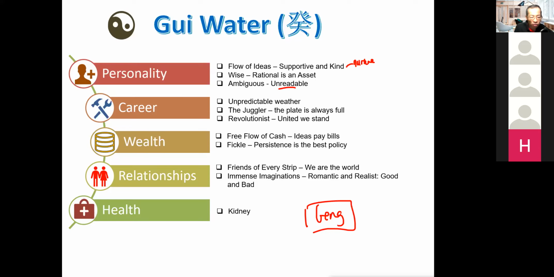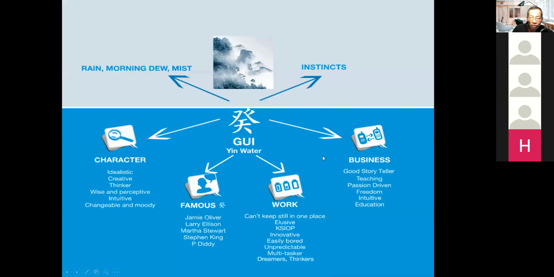Now, how do you get a Gui water to do things for you? You praise their ability to teach, because they are very keen to teach. So Joy is thinking, Sherwin is also a Gui water person. Even if you look at some popular people like Jamie Oliver, the TV personality who cooks, or Martha Stewart, these are all basically people who are teaching.